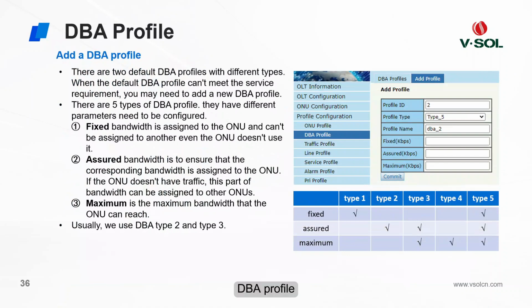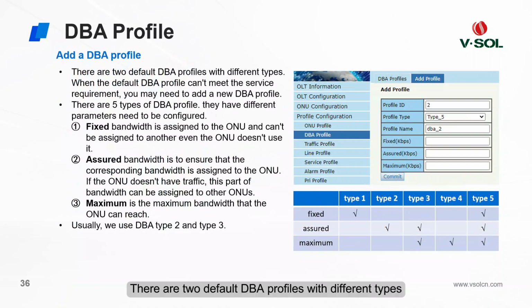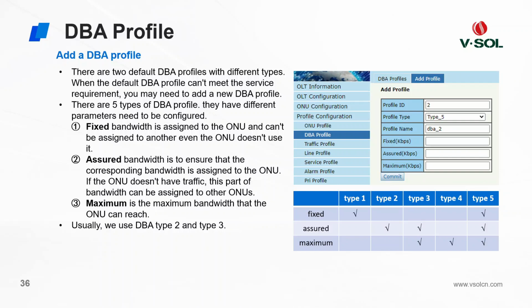DBA profile. There are two default DBA profiles with different types. When the default DBA profile can't meet the service requirement, you may need to add a new profile. There are 5 types of DBA profile. They have different parameters that need to be configured.